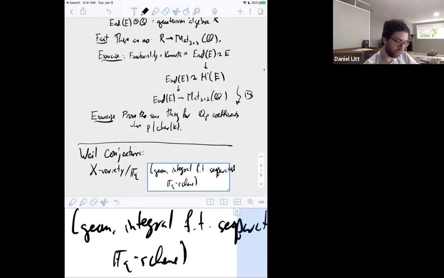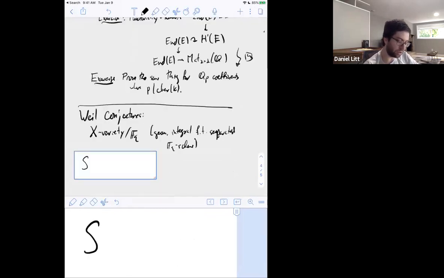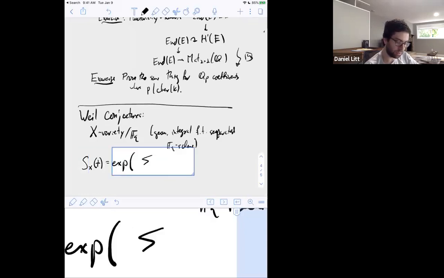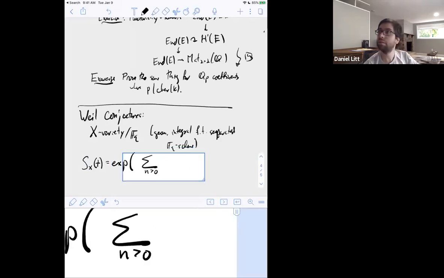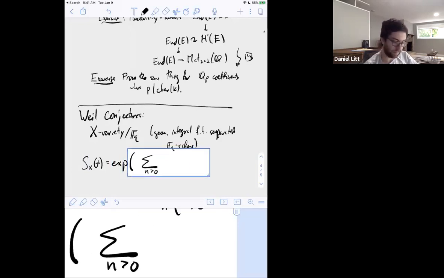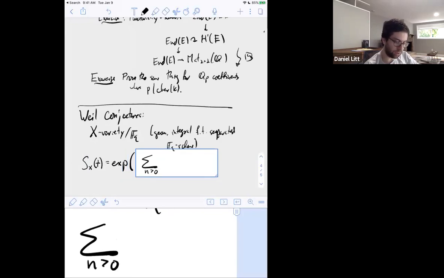So then we associate a zeta function to X. This is something that counts the rational points of X over finite extensions of F_q. And what's the definition? It's this kind of complicated looking thing. We take the exponential of the sum over n of the number of rational points of X over F_q^n, divided by n, times T to the n.